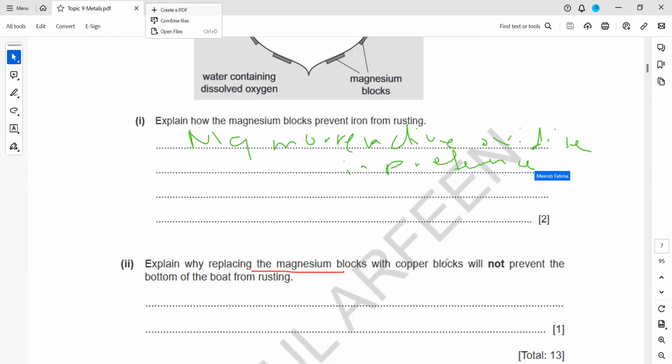Explain why replacing the magnesium with copper will not prevent the board from rusting. Copper is less reactive than iron. So in this case, iron will be oxidized and rust instead. You should mention copper is not more reactive. Copper is less reactive, iron is more reactive. As copper is less reactive, iron will react and iron will be oxidized instead of copper.